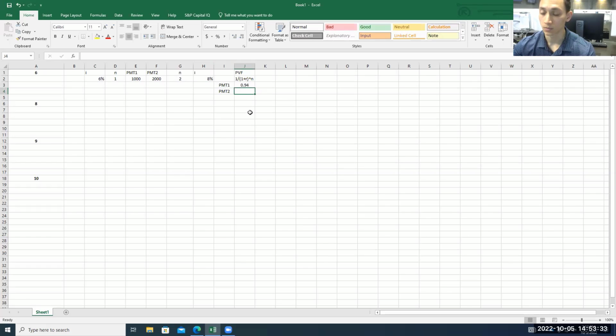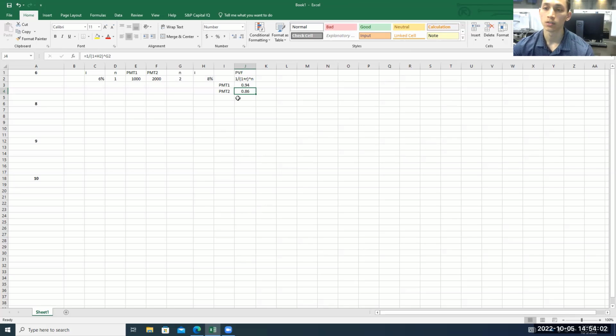So we follow the same formula. 1 divided by 1 plus the rate. We have the rate from the second payment. We'll go ahead and plug that in and take this to the power of the amount of years. It would have taken 2 years to receive this $2,000 payment. This would be our present value factor for payment number 2.